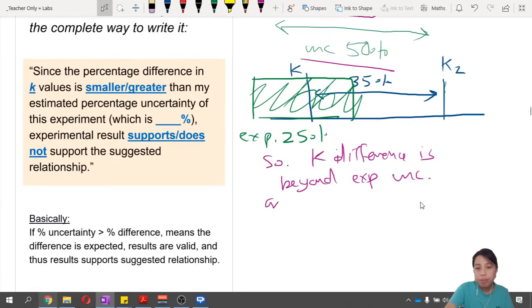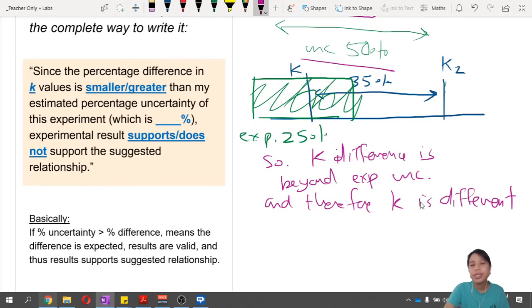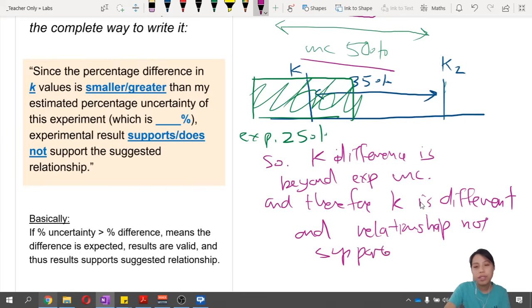And therefore, K is different. K different means your relationship cannot be approved already. Whoa. K is different and the relationship is not supported. Okay, kind of the reasoning, lah. You say how similar are the Ks? They should be the same, but they're not the same because the uncertainty cannot take that into account, so not supported.